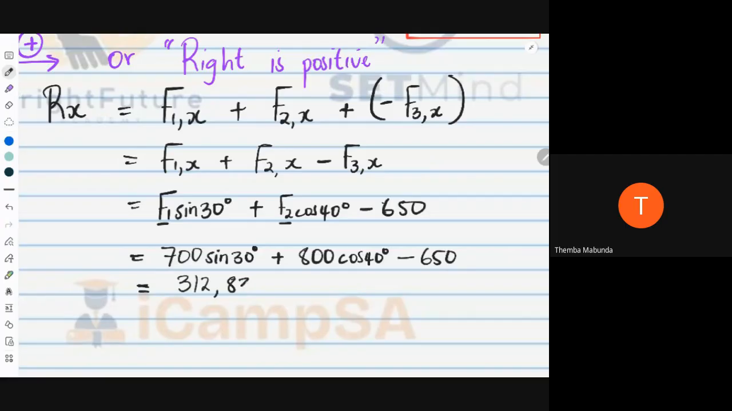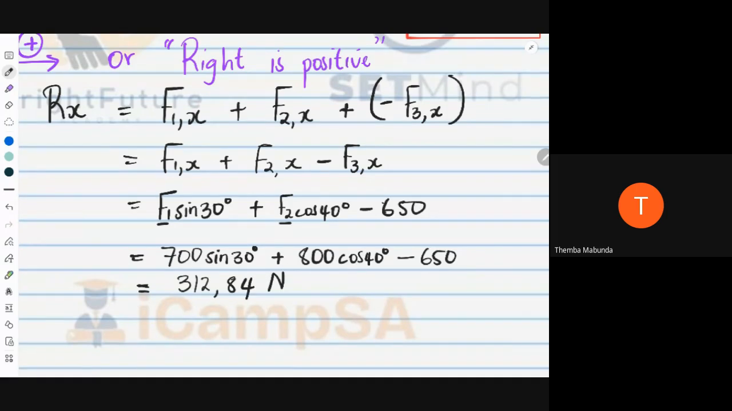Did you get something like this? 8355. Yes. Yeah, don't forget to round off there. So it's 84. So notice that our answer is positive.